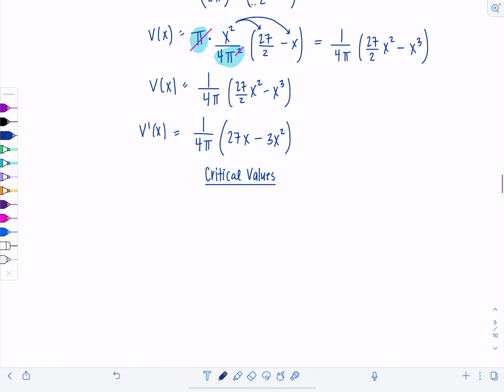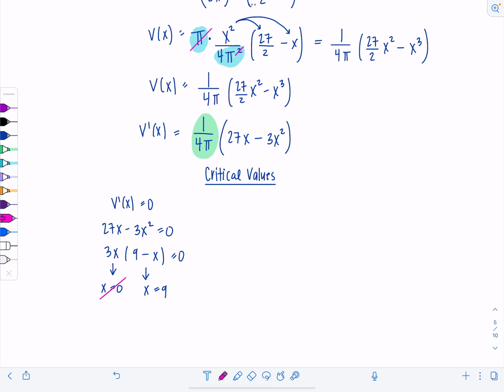V prime of x equals 0. This 1 over 4 pi doesn't do anything. If I set this derivative equal to 0 and then divide both sides by 1 over 4 pi, I'd still have 0 equals this stuff in parentheses. So just ignore that constant. 27x minus 3x squared is 0. Factor. You can take out a 3x, and then you have 9 minus x is 0. So either x is 0 or x is 9.